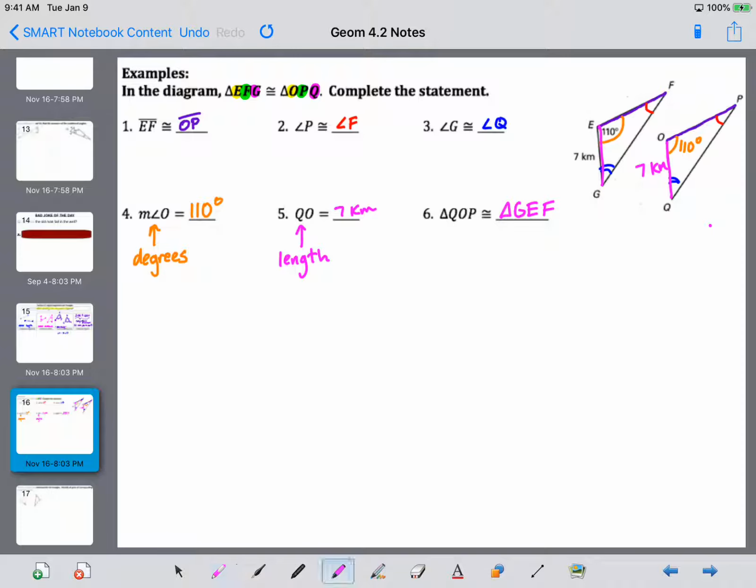And if you look above, if you recall, we said that Q goes with G, and we highlighted that, so Q still goes with G. That's not a very good highlighter to use for this example. And then likewise, O goes with E, and F goes with P. All right, so that congruent statement still holds true.